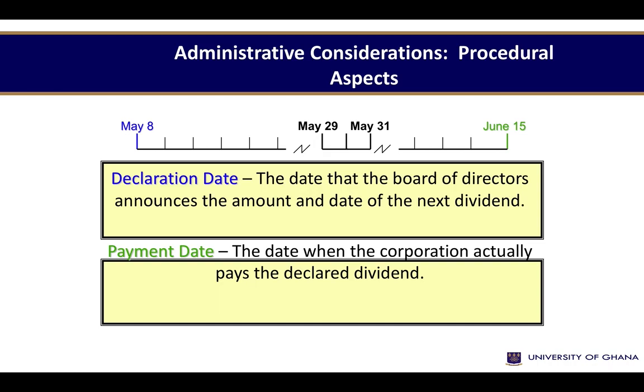And then the declaration date is the date that the board of directors announces the amount and date of the next dividend. And the payment date is the date when the corporation actually pays the dividend.